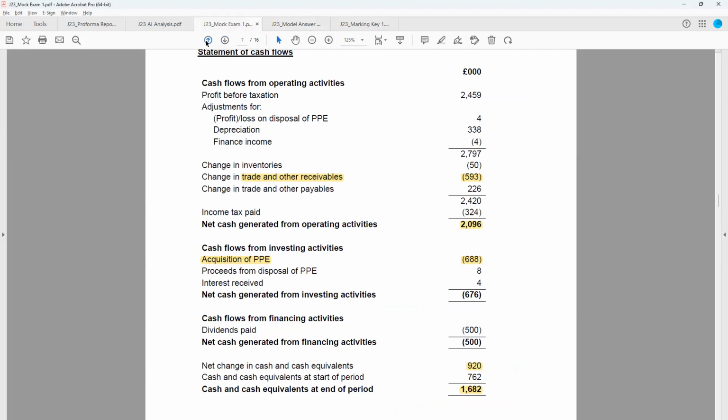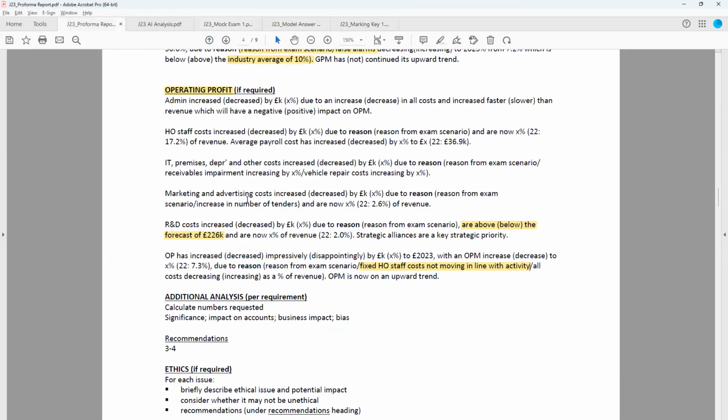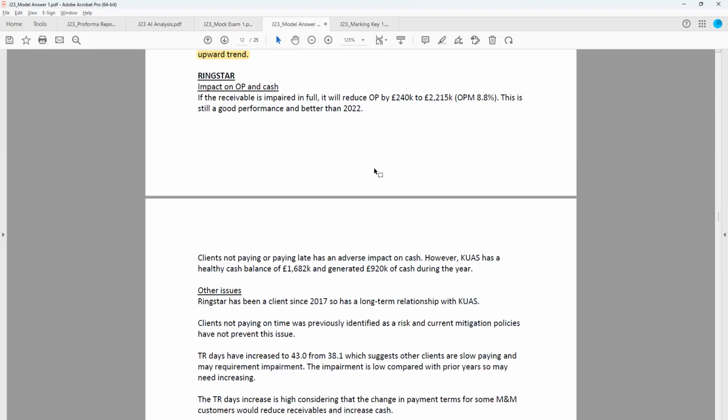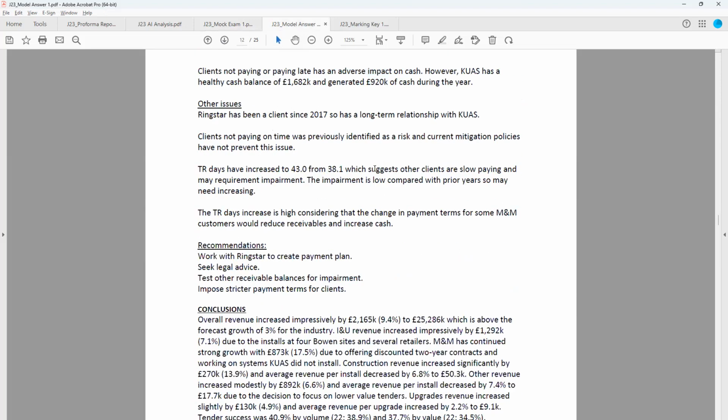And we were also asked to think about other issues. We'd always do this: calculate any numbers you can, what's the impact on the accounts, how significant is it? We think about the business impact as well. We, of course, know Ringstar has been a key client in recent years.